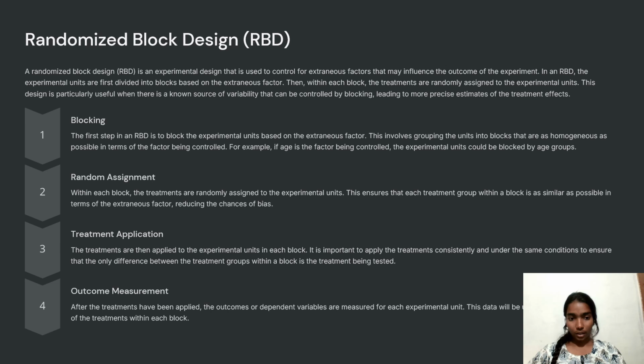Treatment application. The treatments are then applied to the experimental units in each block. It's important to apply the treatments consistently and under the same conditions to ensure that the only difference between the treatment groups within a block is the treatment being tested. And the last one is outcome measurement. After the treatments have been applied, the outcomes or dependent variable are measured for each experimental unit.